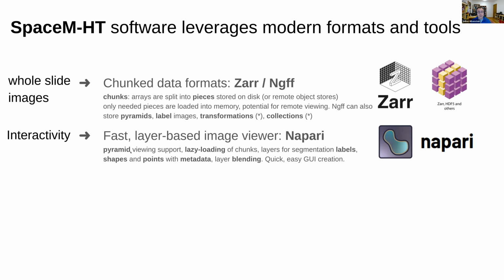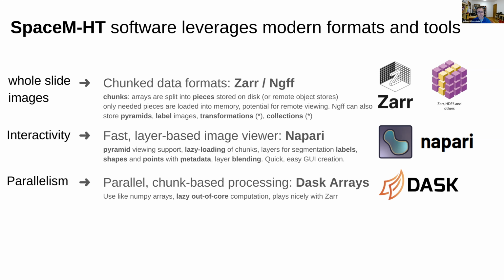We use quite a few features from napari. So we use the ability to view multi-scale pyramids, which we store in the NGFF. Napari supports lazy loading of chunks. So if you have a very large data set, you only load from the disk what you're actually currently looking at. And it's got this concept of layers similar to Photoshop. You can blend them and superimpose them. And we also have specific layers for shapes and points with metadata, which is very useful for us.